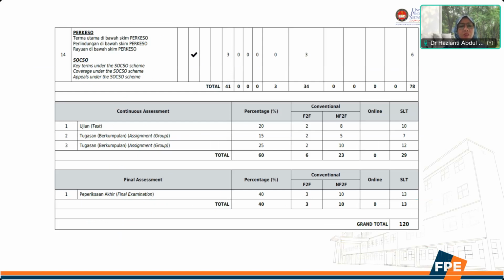All right, the assessment for this course is 60% coursework and 40% for the final exam. So you can see here, for your test, 20%, a group assignment, 15%, and another group assignment, 25%. And your final exam would be 40%, a 3-hour exam.